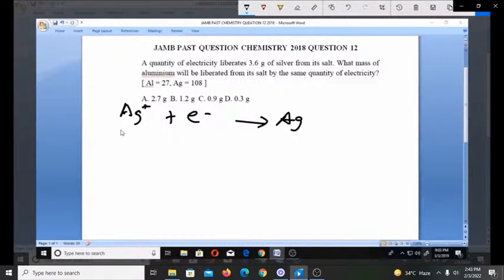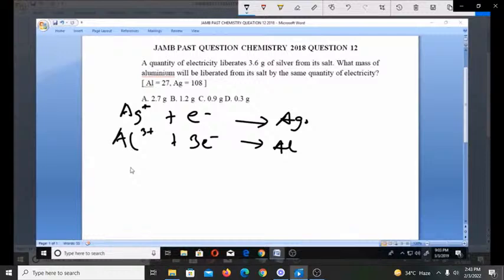But in aluminium, what do we have? Aluminium has 3 valence electrons, so we have aluminium 3 plus, so we actually have 3 moles of electrons in order for us to get our aluminium liberated. So if you want to liberate silver, you have just 1 mole of electron. Here we have 3 to liberate aluminium.